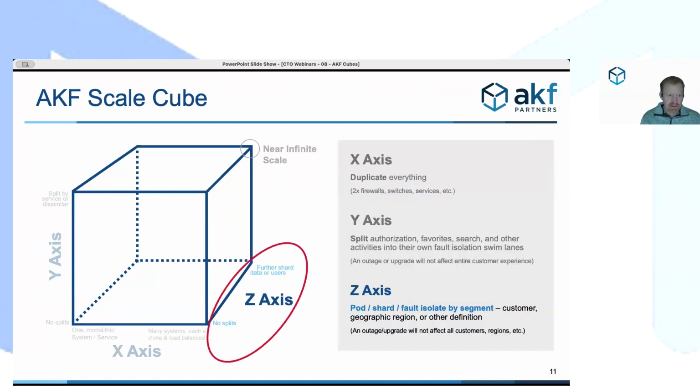All right. Z, the last one. This is sharding, usually by some grouping of customers, most commonly by geography. And the idea here is an outage of one area will not impact the others. So you've decreased your blast radius in this dimension also.